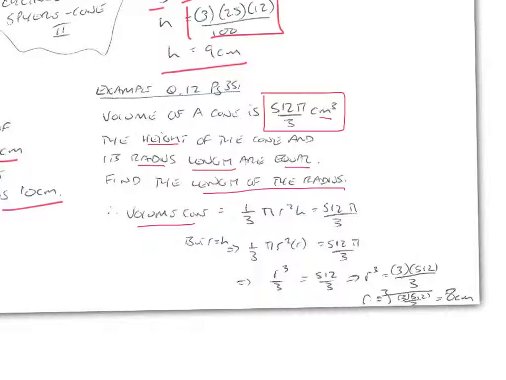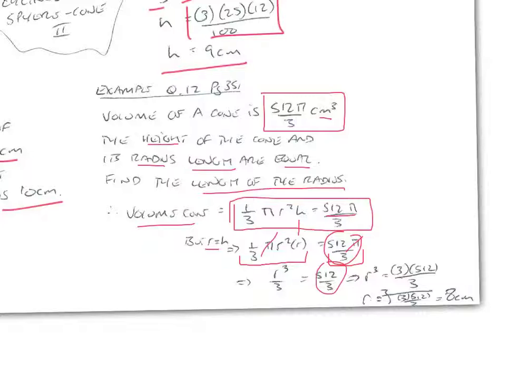Well, the volume of the cone is given by a third pi r squared h, and that is equal to 512 times pi over 3. But r is equal to h, so we could write this as a third pi r squared times r is equal to 512 pi over 3. So we can cancel our pi's. Okay, we have 512 over 3 is equal to r squared by r, r cubed, all over this 3 here. So if that's the case, then r cubed must be 3 times 512 divided by 3.